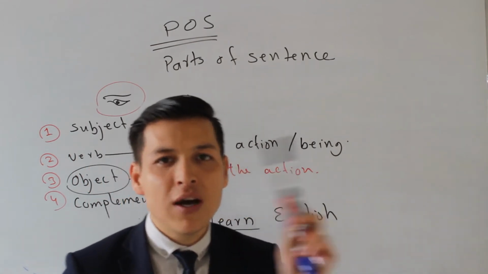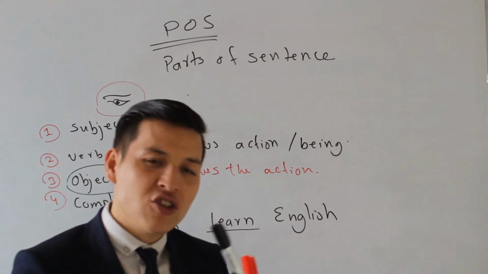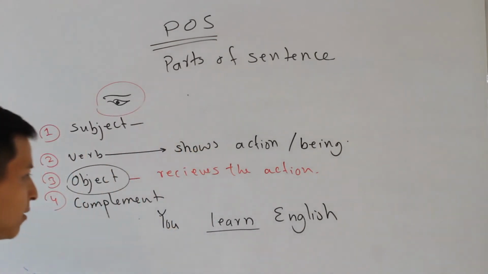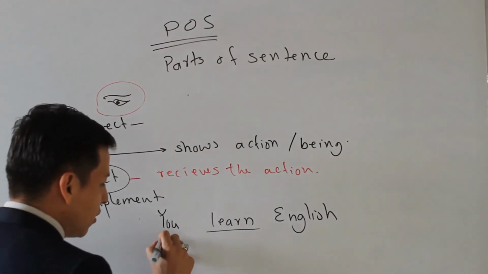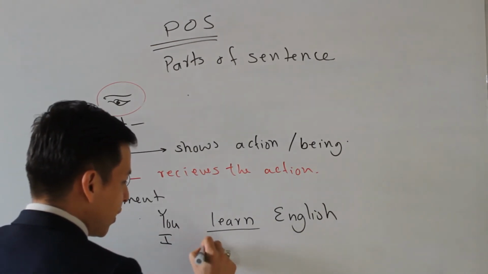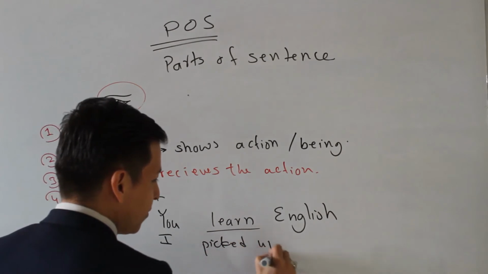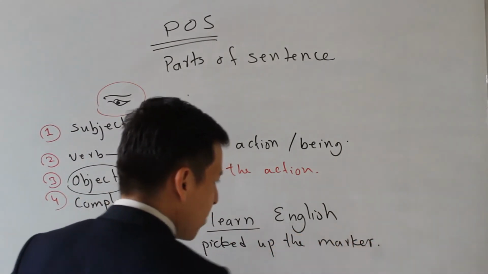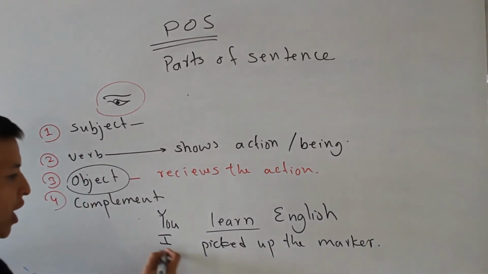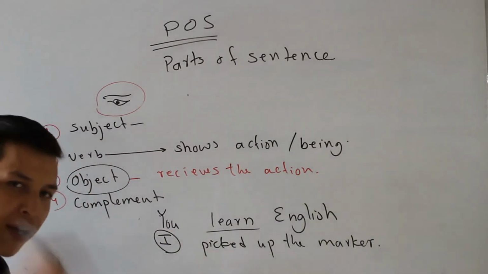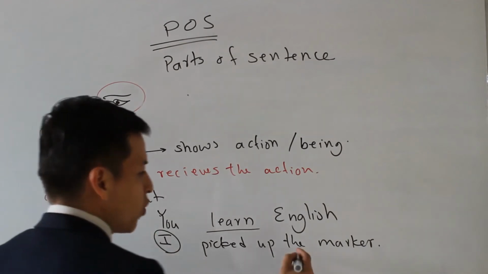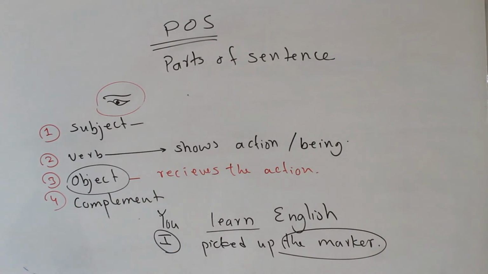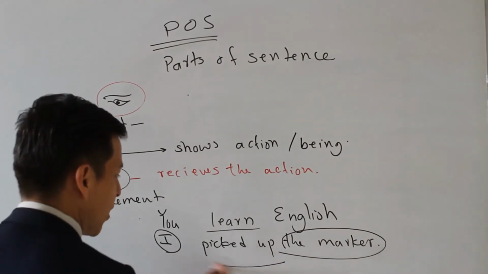So what did I do? I have done the action on the marker. So the marker is the object. I want to write it. For example, I picked up the marker. Here I'm the doer of an action, and whatever receives the action is the marker. So the marker is the object, and I'm the doer of an action. So what is the action? Our action is picking up.